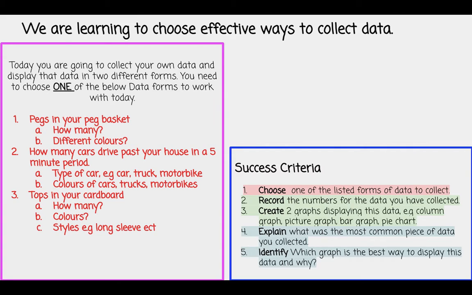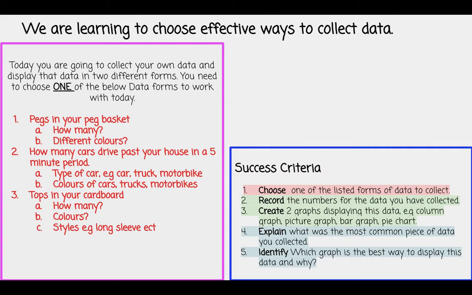You then need to explain what was the most common piece of data you collected. So if you did the cars driving past your house, you might have had 4 cars, 10 trucks, 3 motorbikes. And so the most common piece of data you collected would be the 10 trucks.